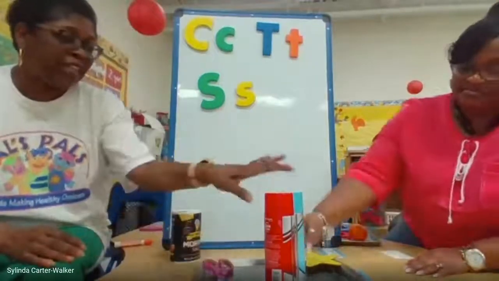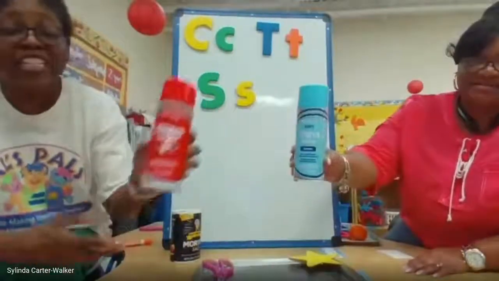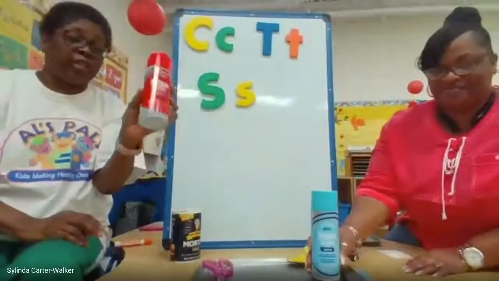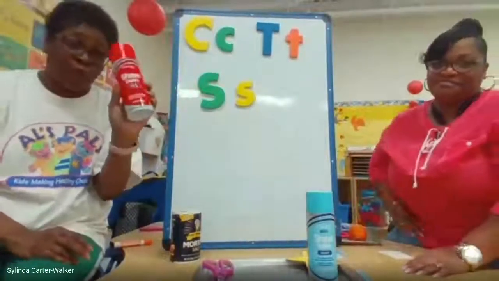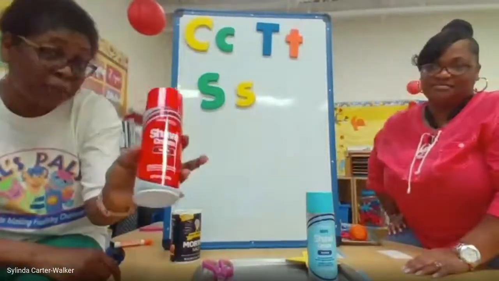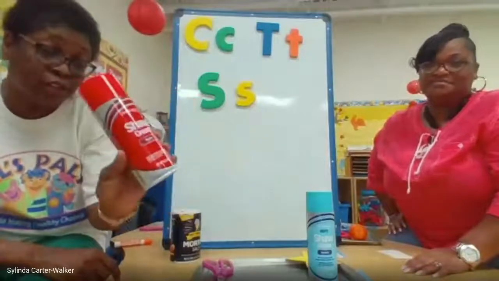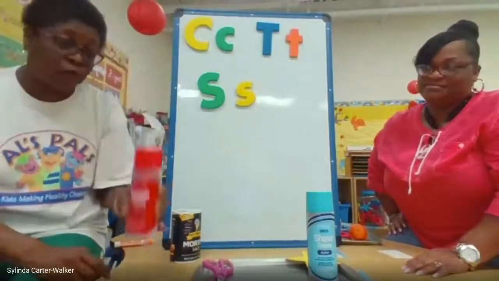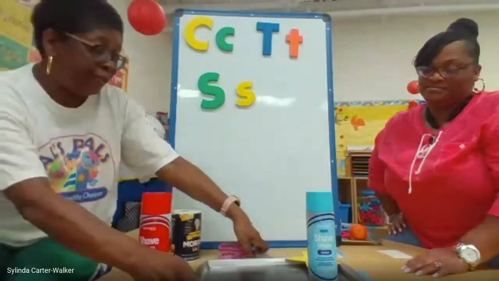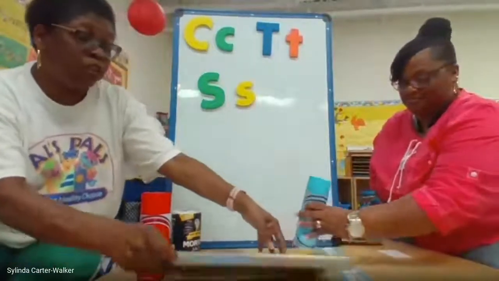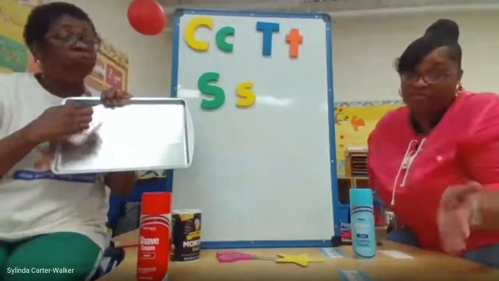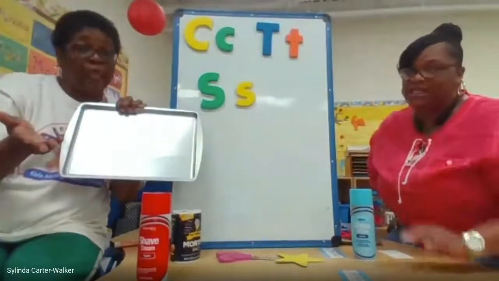And our last item, shaving cream. This is a good thing to have at home. Now, it's very inexpensive. You can actually go to the Dollar Tree and get it for $1. But you can take this shaving cream and you can put it on a tray like this. Or even on your table, because it's a good cleaning agent.